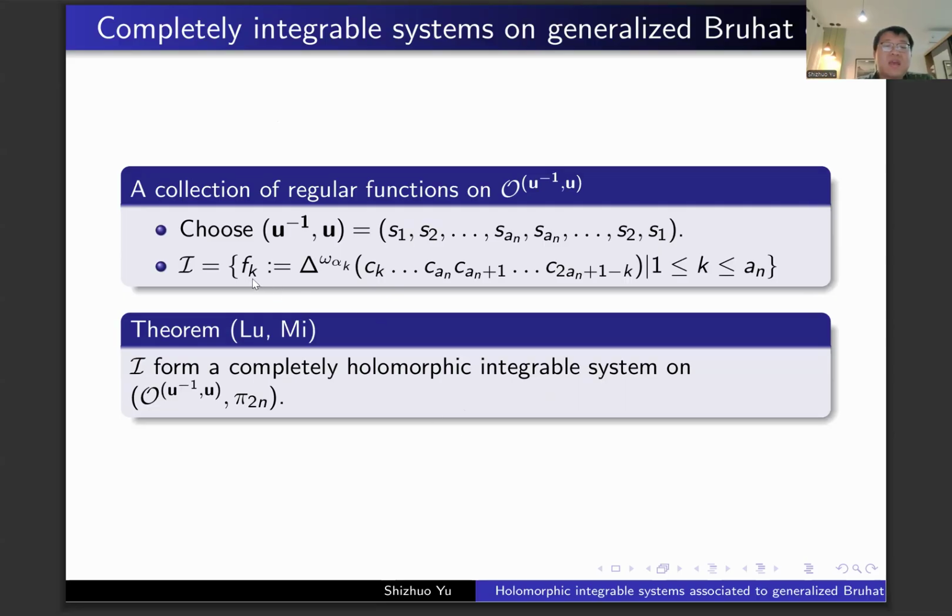And this I is just the regular functions we introduced just now, which come from both Simpson coordinates and the principal minors. And this I forms a completely homogeneous integrable system on the OU inverse UE.